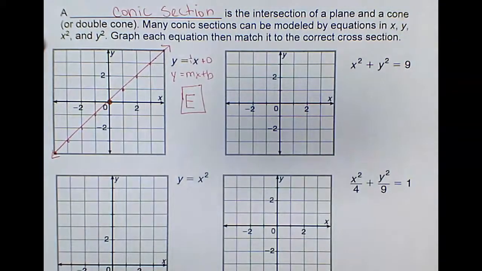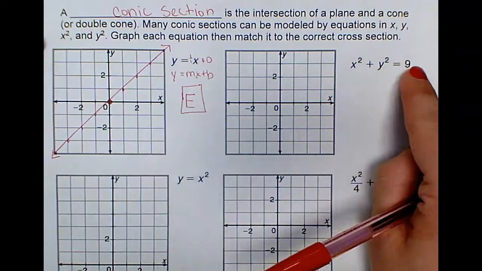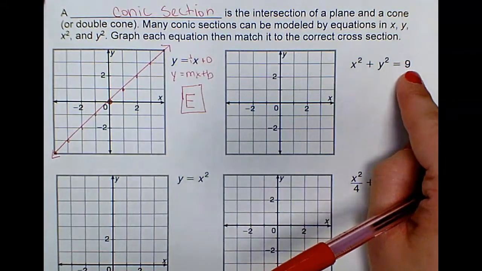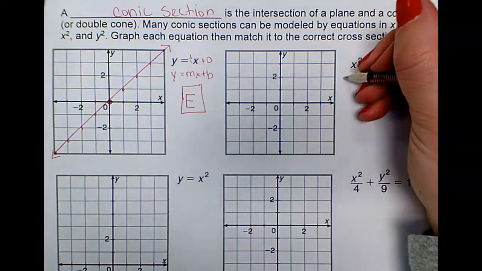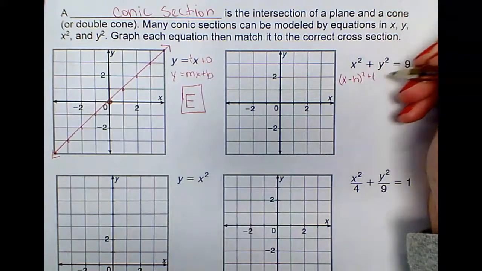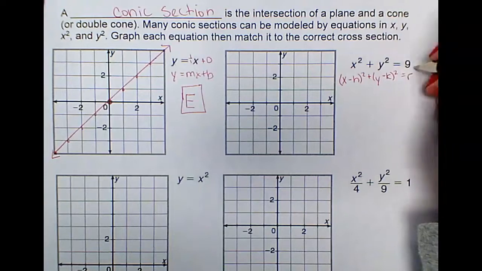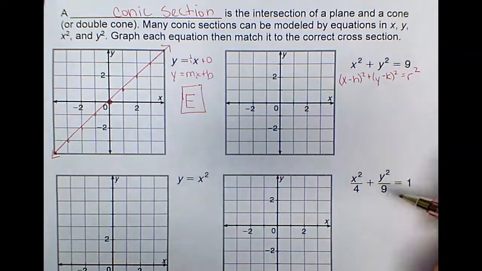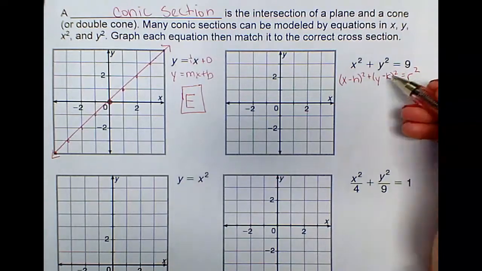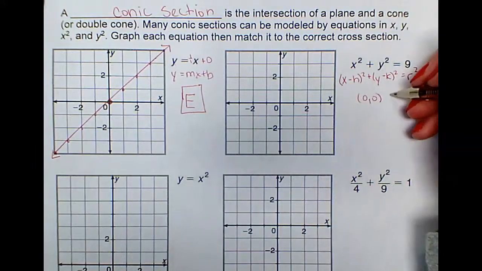Okay, let's move on to the next one. We've got x squared plus y squared equals 9. This looks an awful lot like the equation of a circle. Remember, kind of the standard form for the equation of the circle is x minus h squared plus y minus k squared equals r squared, where h and k are the circle's center and r is the circle's radius. Well, h and k don't seem to appear here, so the circle's center must be at 0, 0.